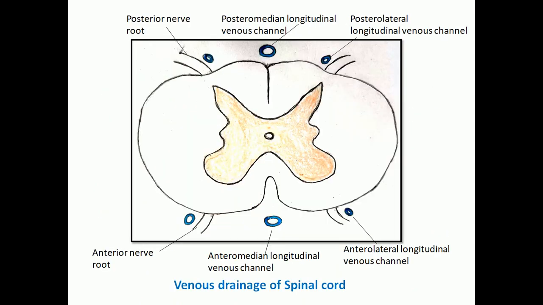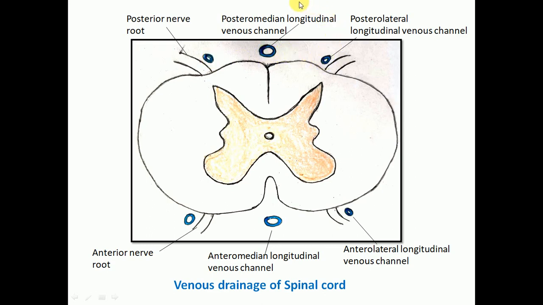Now, venous drainage of the spinal cord. Veins drain from the spinal cord via 6 longitudinal channels. So these are: 2 present on the anteromedian sulcus and posteromedian sulcus as longitudinal venous channels; 2 present on each side of the posterior aspect of the anterior nerve root, which form the anterolateral longitudinal venous channel; and 2 on each side of the posterior aspect of the posterior nerve roots as the posterolateral longitudinal venous channel.